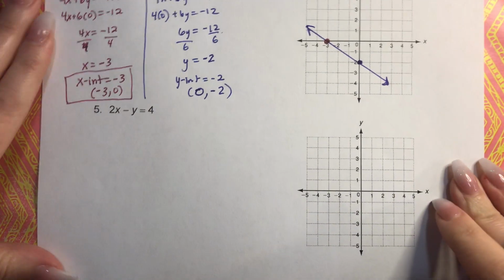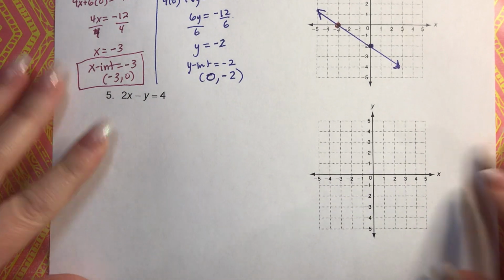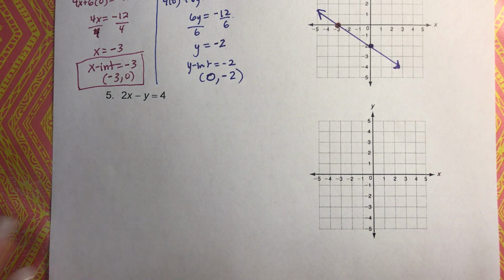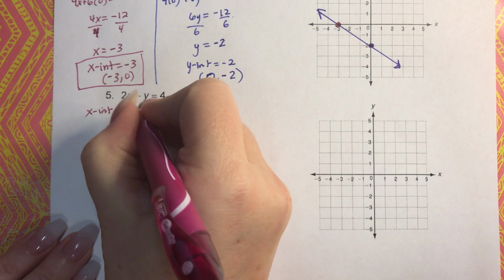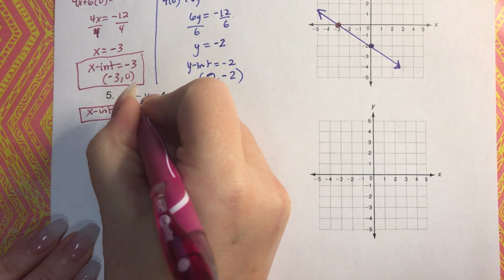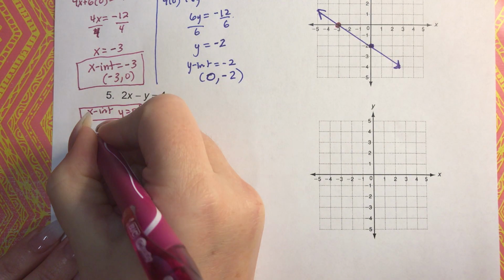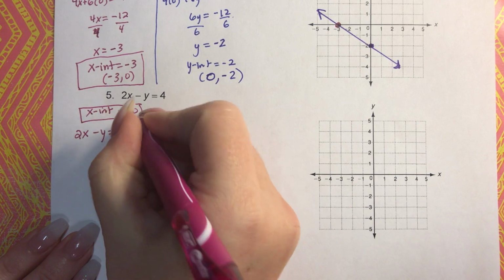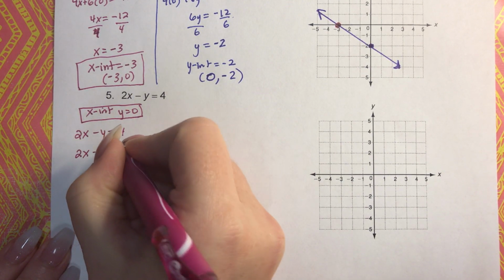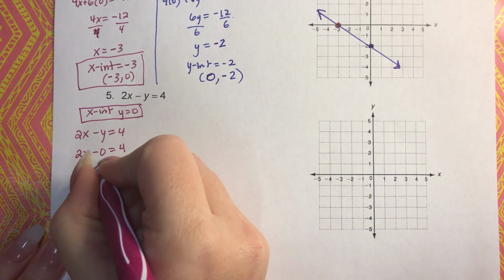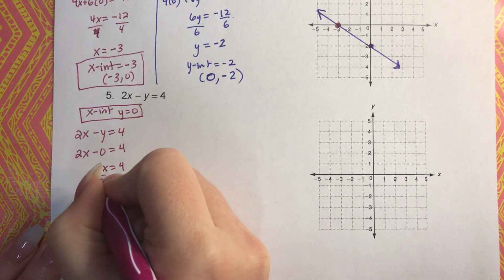So if you got that one right, wonderful. Let's go ahead and see how you did on this next one, problem number 5. First thing we're going to do is find that x-intercept. What do we know with the x-intercept? We know that y equals 0. Write that original equation. We get 2x minus y equals 4. Substitute 0 in for y. We get 2x minus 0 equals 4. Well, that's nice because it's just going to be 2x equals 4. Divide by 2 on both sides.